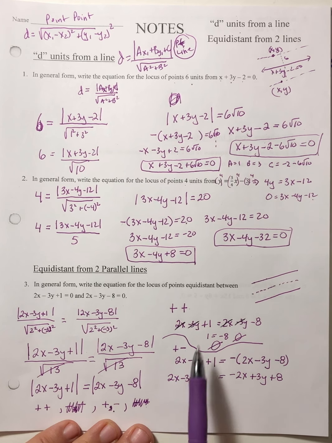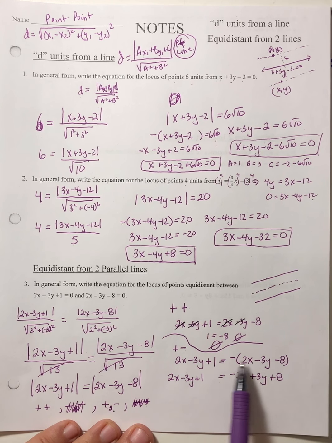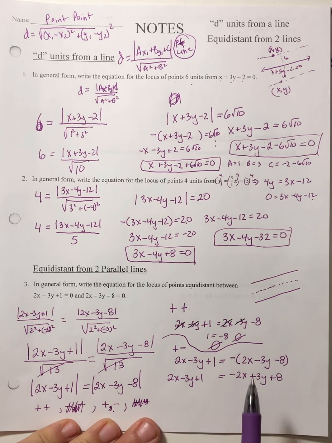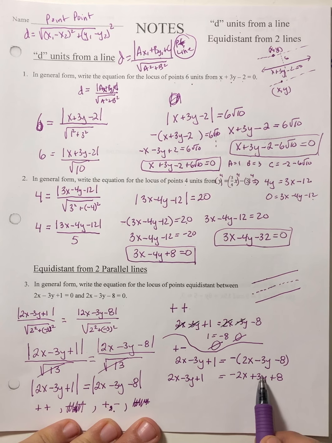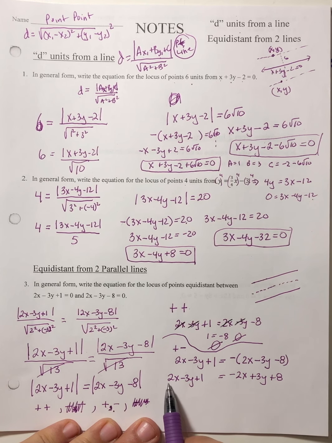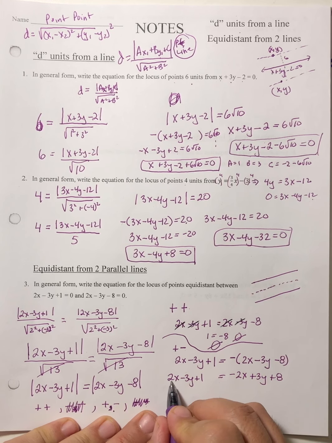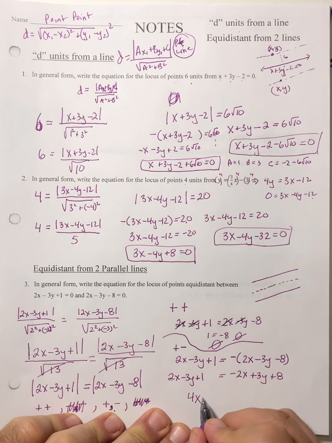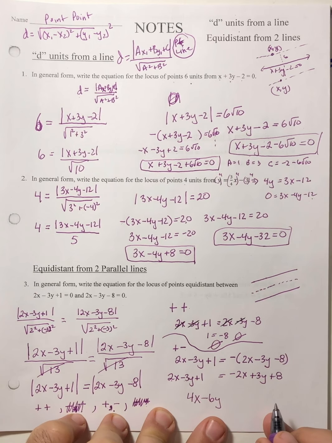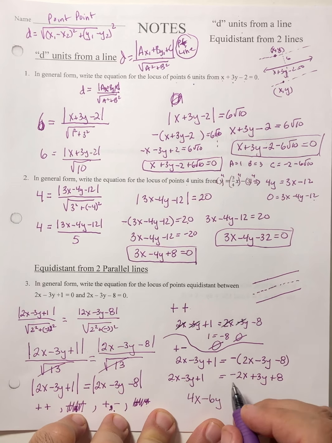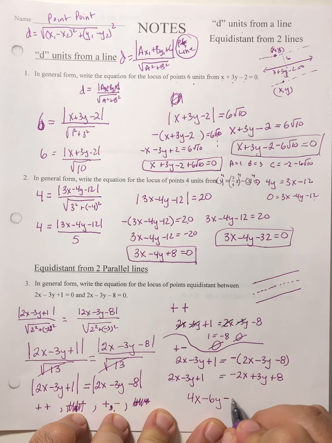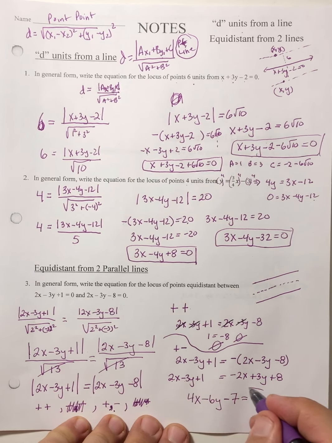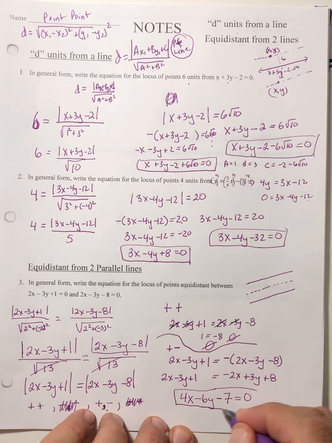And now plus minus, I made this one plus, this one the negative, I distributed. Now I just have to make it say equal to 0 and we're done. So I'll add, I'll subtract, and then I'll subtract. So I'll add 2x to this, I have 4x. Subtracting the 3y, I have a minus 6y. And then I'm going to subtract the 8, and I have a minus 7 equals 0. So there is our equation of the line.